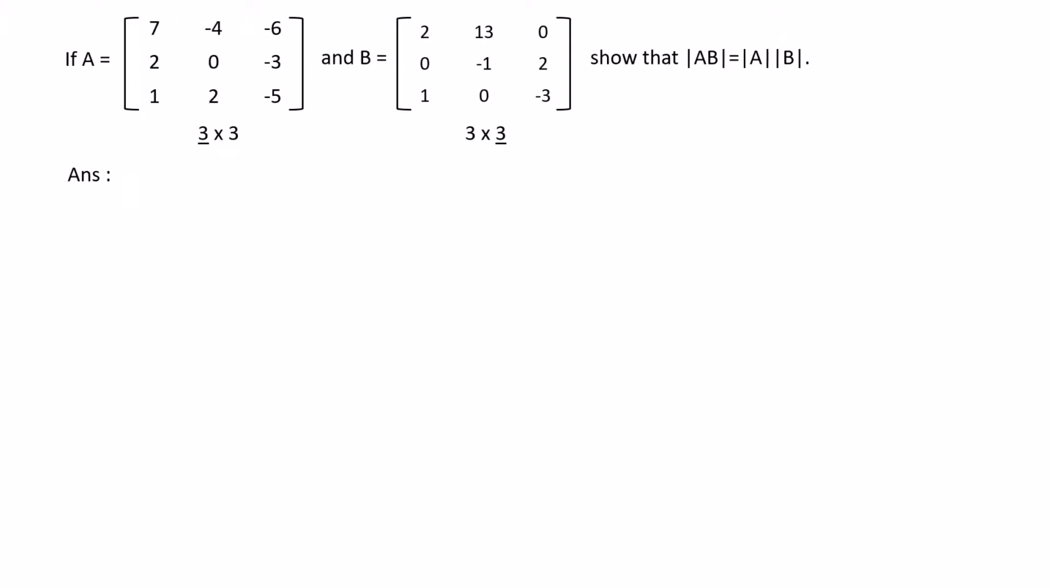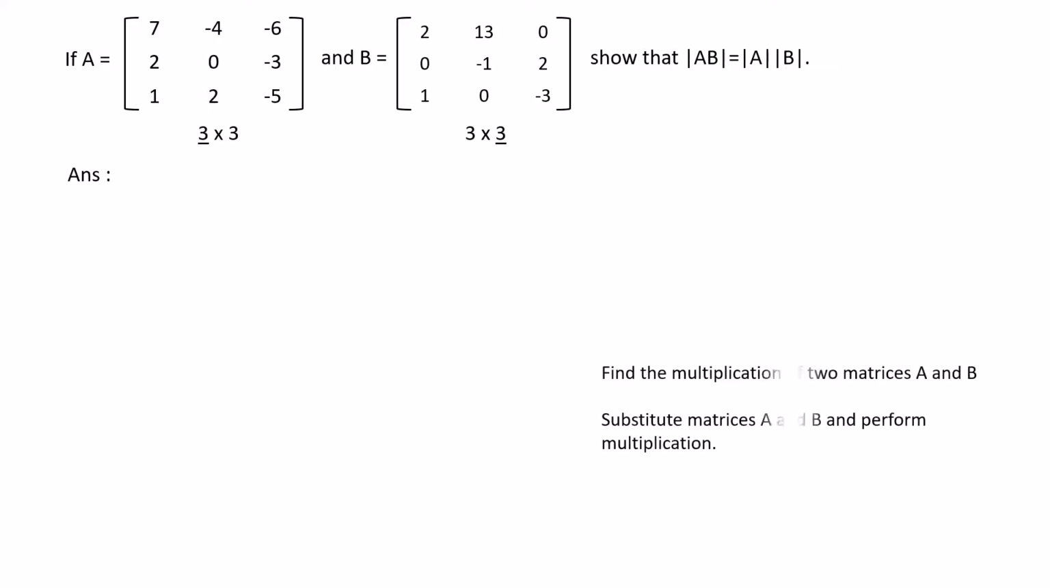Given the question: if matrix A equals 7, -4, -6, 2, 0, -3, 1, 2, -5, and matrix B equals 2, 13, 0, 0, -1, 2, 1, 0, -3, show that the determinant of the multiplication of matrices A and B equals the determinant of A multiplied with the determinant of B. First and foremost, find the multiplication of the two matrices A and B.